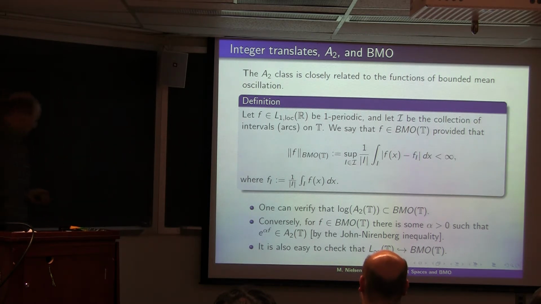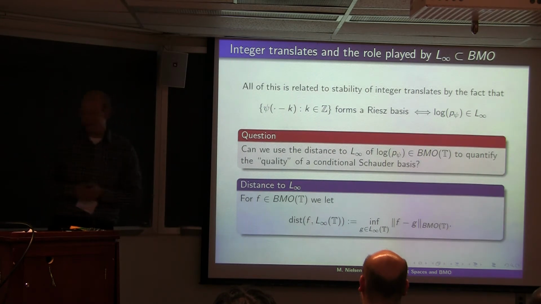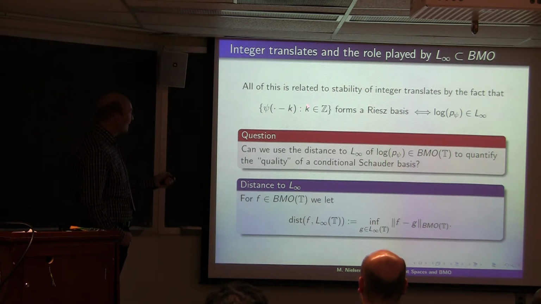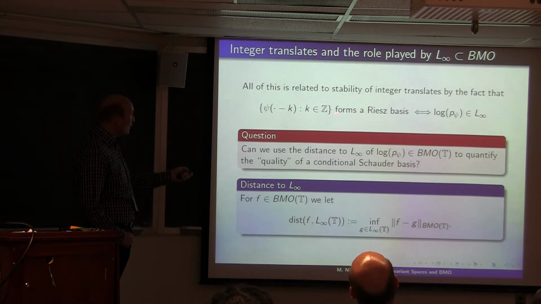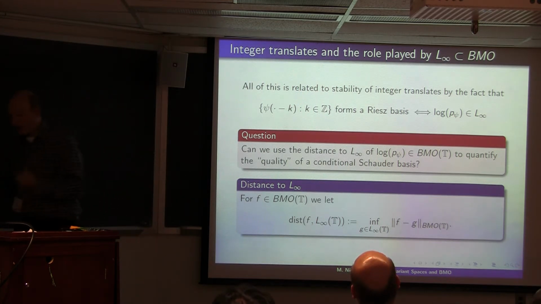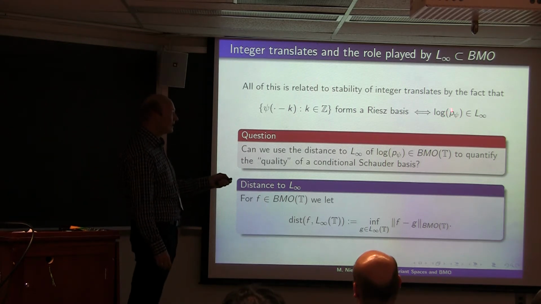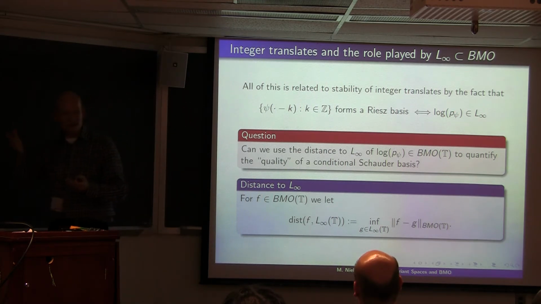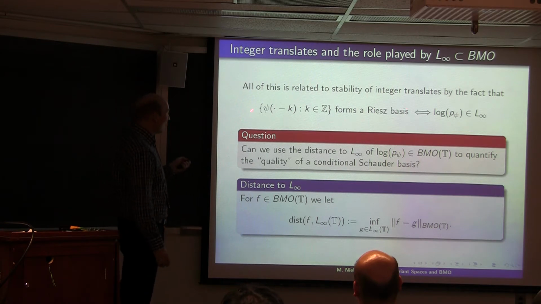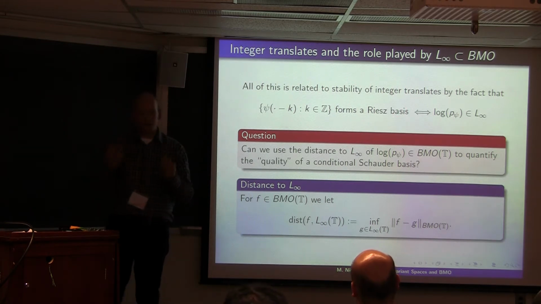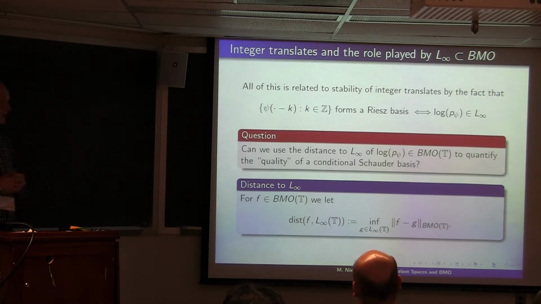I'm going to use this fact, because now you might ask what all this has to do with integral translates. If I look at this system, it forms a Riesz basis for the space if and only if the periodization function is bounded away from 0 and bounded. What does that mean? When I take the log of this A2 weight, I end up in BMO, but since it's bounded away from 0 and bounded, it's exactly going to be an L infinity function. So the nice basis has the property that if I take the log of the periodization function, I end up exactly in L infinity.